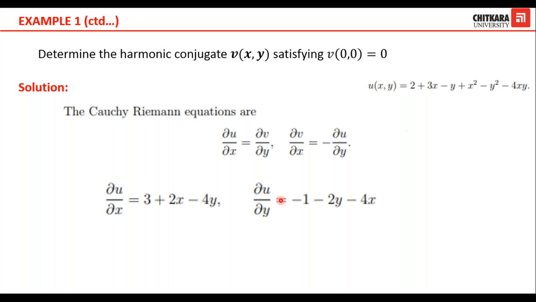Okay, so what do we do? Since in these Cauchy-Riemann equations, I don't know what V is, so I cannot calculate ∂v/∂y and ∂v/∂x. So whatever information I have, let me calculate those things. So from U, I can calculate ∂u/∂x and I can calculate ∂u/∂y. So that is what I'm doing. I'm calculating ∂u/∂x. So I'm getting 3 + 2x - 4y, and ∂u/∂y becomes -1 - 2y - 4x. I think this step is clear to everybody.